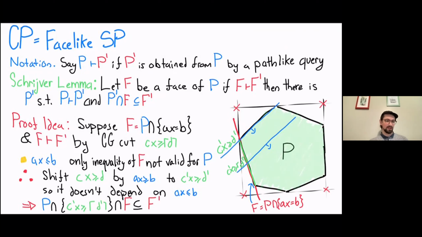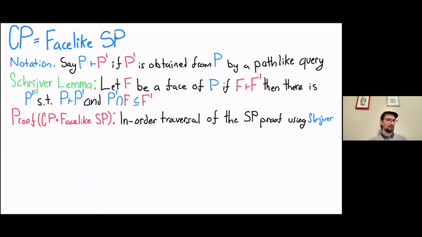And so then you just get a cut that's at least as strong, and that's basically the proof of the Schrijver lemma. Okay, and then the proof that cutting planes is equal to face-like stabbing planes is basically straightforward from the Schrijver lemma. All you do is take an in-order traversal of the stabbing planes proof, using this Schrijver lemma to simulate each of the lower queries by higher queries, and you just lift them up.